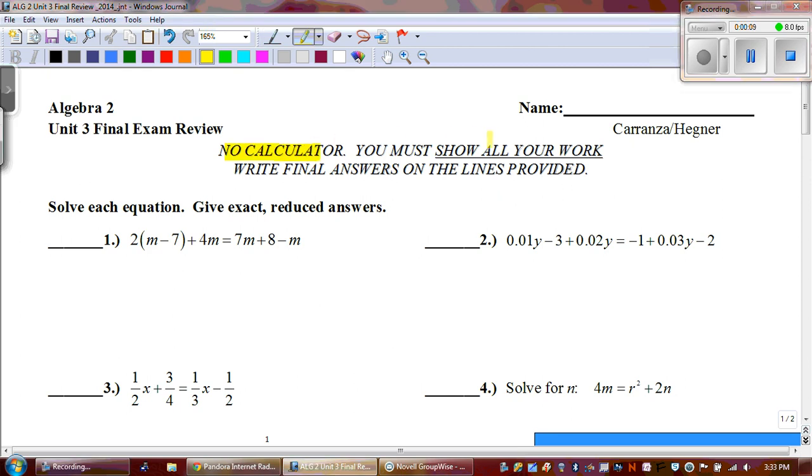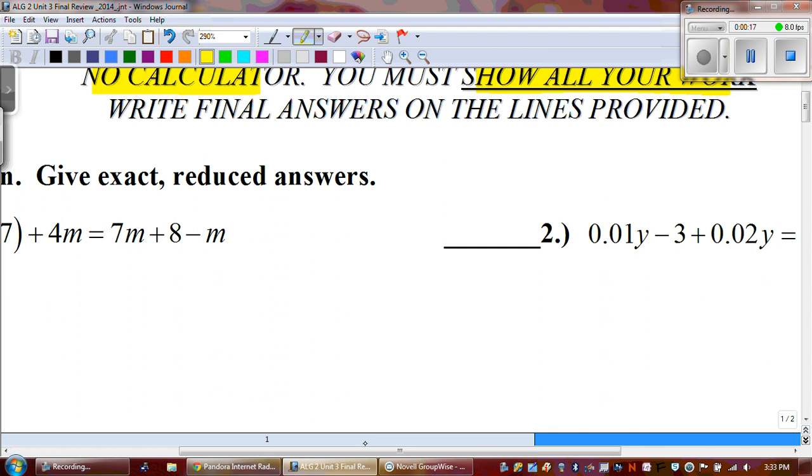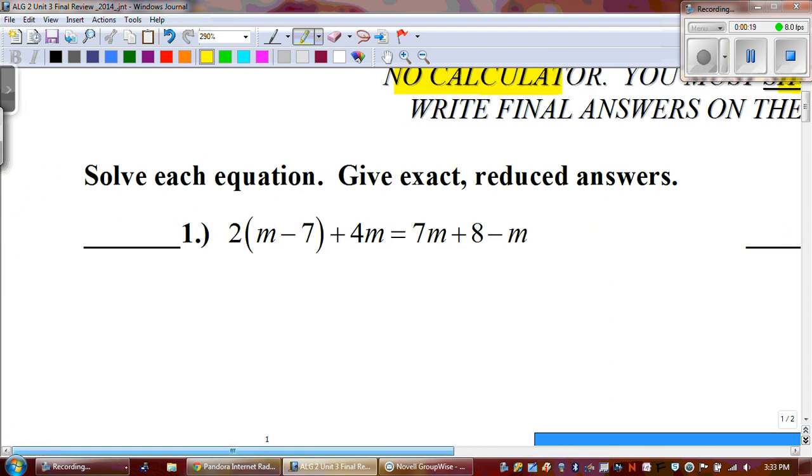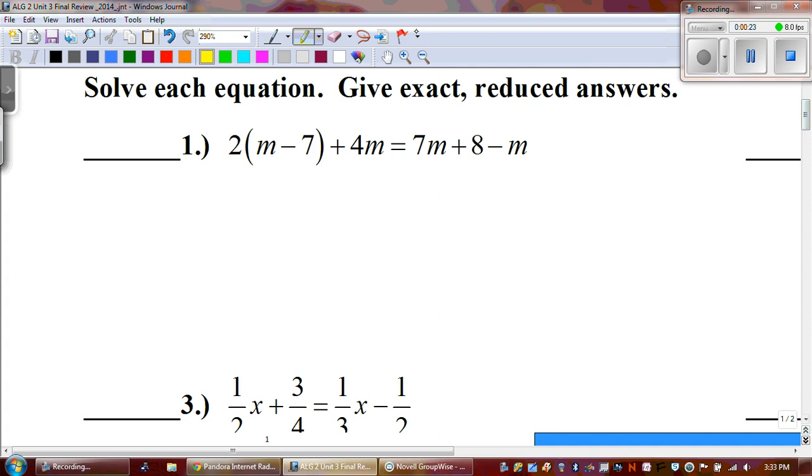Remember that there's no calculator. You must show all of your work and write your final answers on the lines provided. All right, Unit 3. Let's do it. Unit 3 was all about solving. Remember to give exact reduced answers, okay?